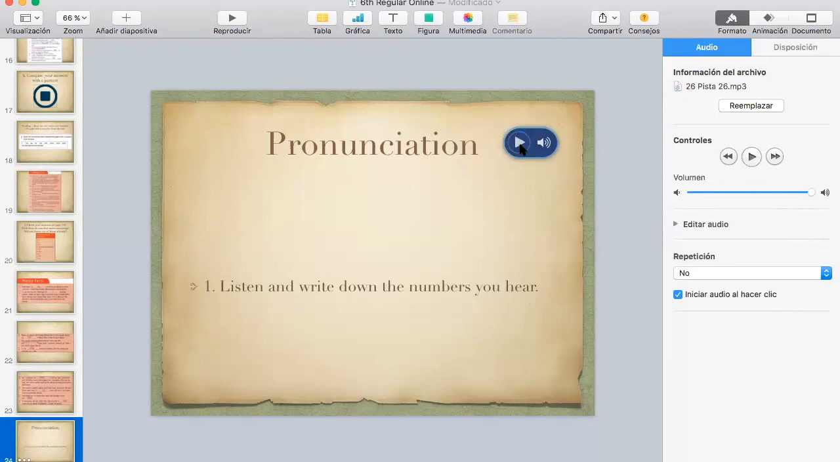$6,000. Okay, $6,000. Can you write it? Finish? Yes, teacher.